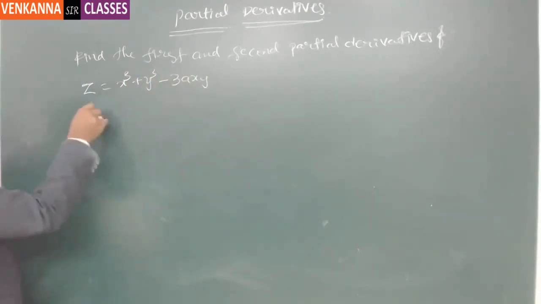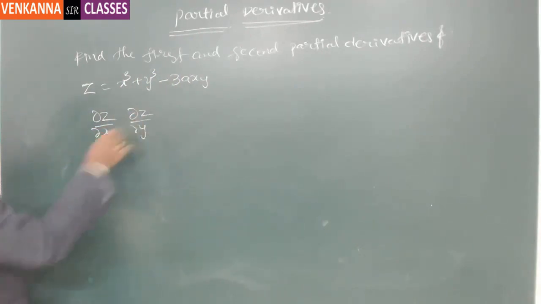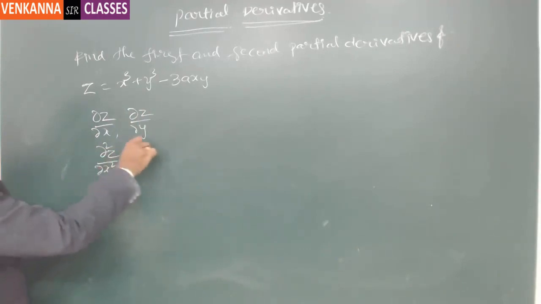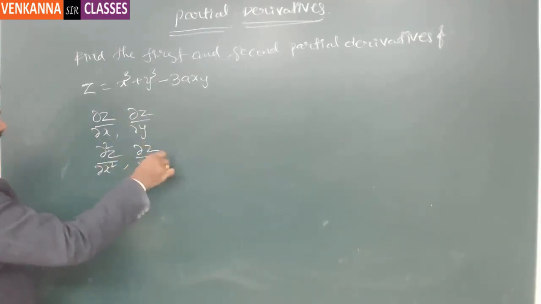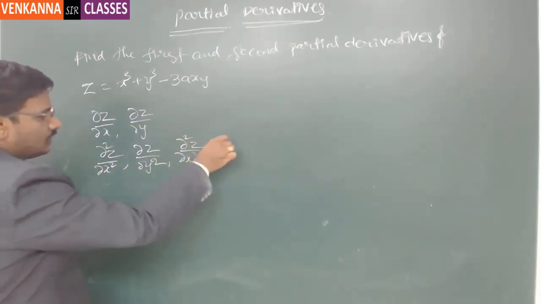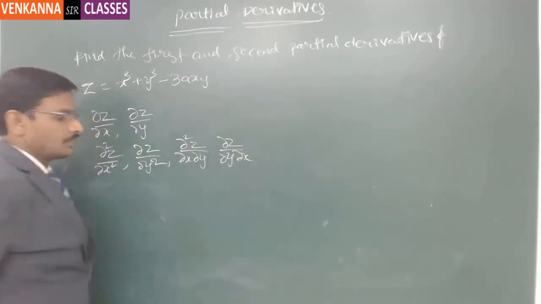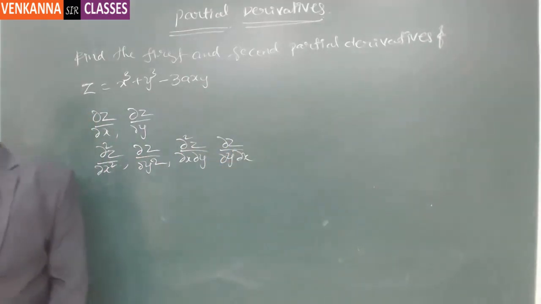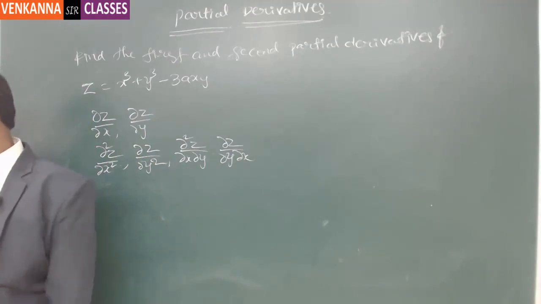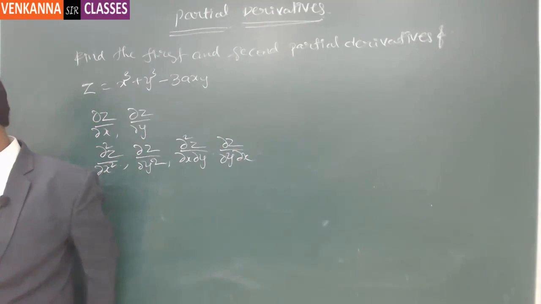Can you find out dou z by dou x, dou z by dou y, dou square z by dou x square, dou square z by dou y square, dou square z by dou x dou y, and dou square z by dou y dou x? Can you find out? These are straightforward and simpler, you might have done them at engineering. Can you solve it now?